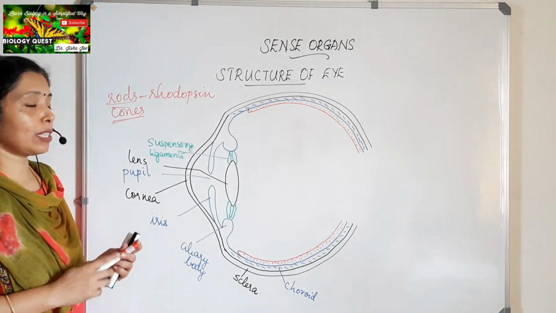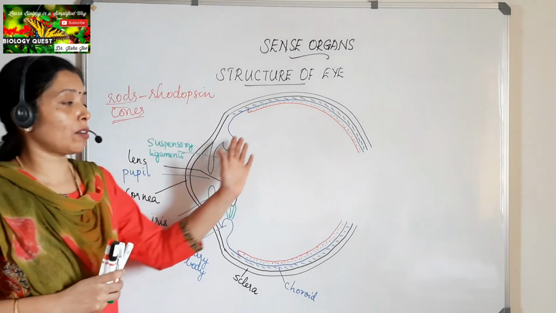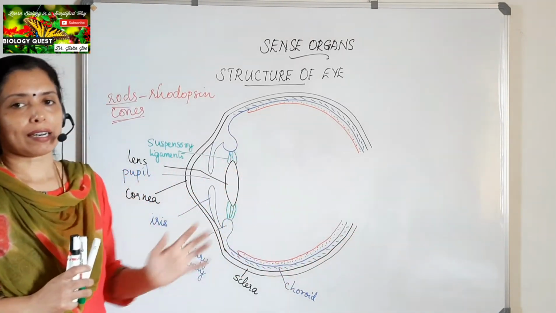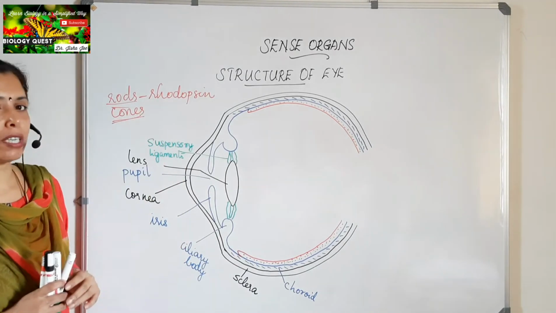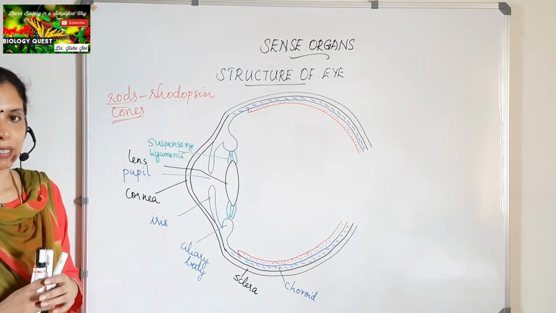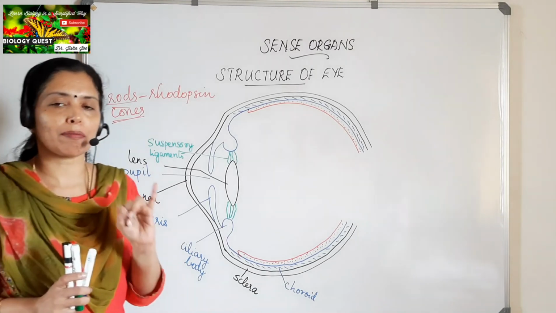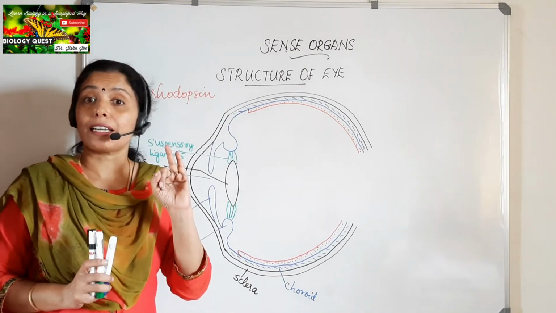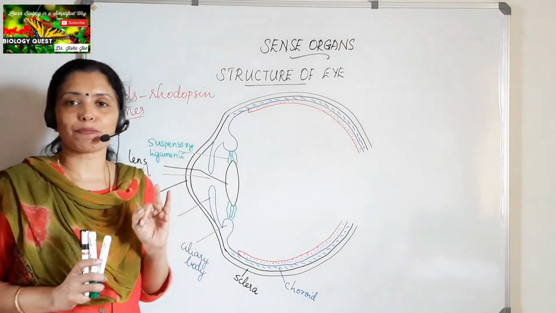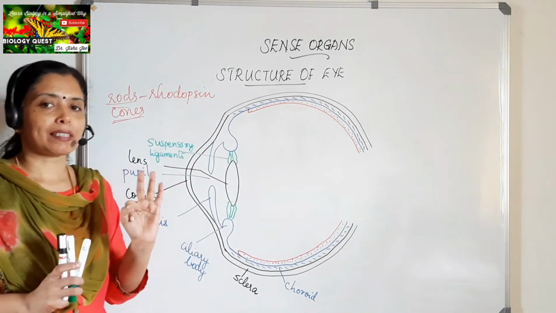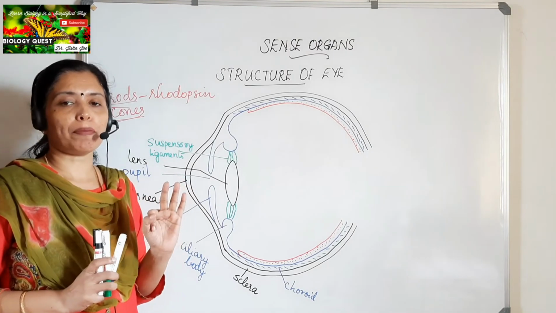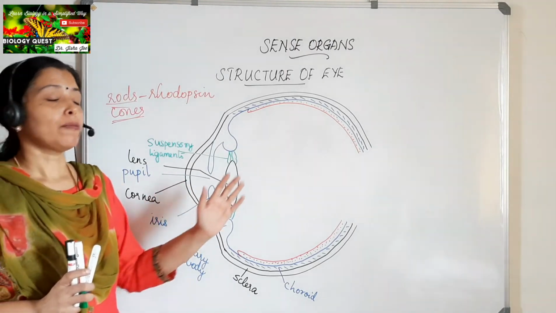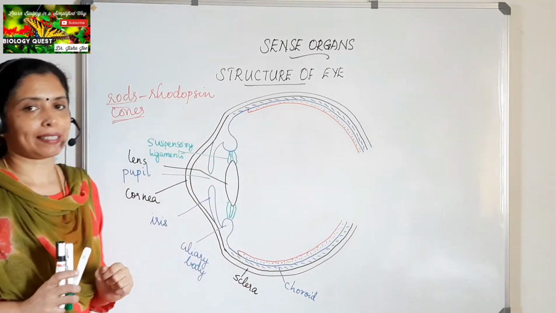And where is the location? They are distributed almost throughout the retina. So the four things you should remember are: rod cells are sensitive to dim light. They do not respond to color. The pigment present is rhodopsin or visual purple, and the distribution is almost throughout the retina.